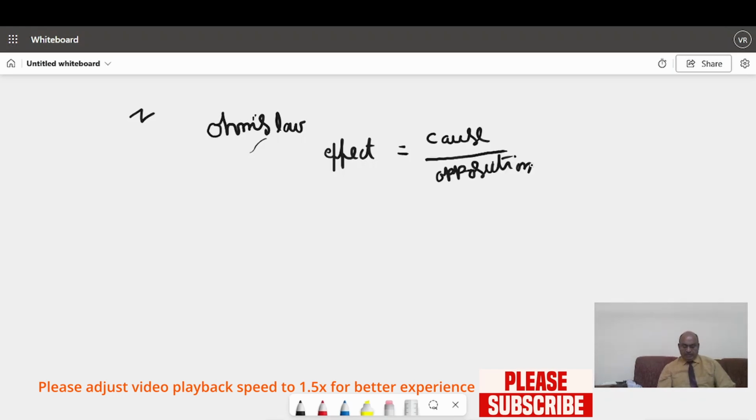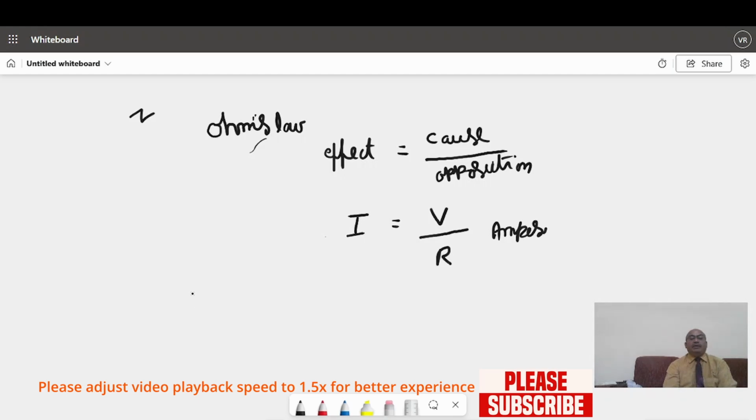Every conversion of energy from one form to another can be reduced to this equation. In an electric circuit, the effect we are trying to establish is the flow of charge, or current. The potential difference or voltage between two points is the cause, and the opposition is the resistance encountered. So finally, effect is equal to I, cause is equal to V or voltage, opposition is equal to resistance. I is equal to V by R. This is called the amperes.